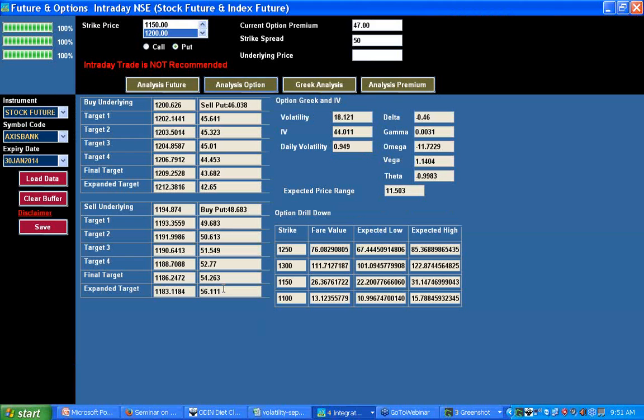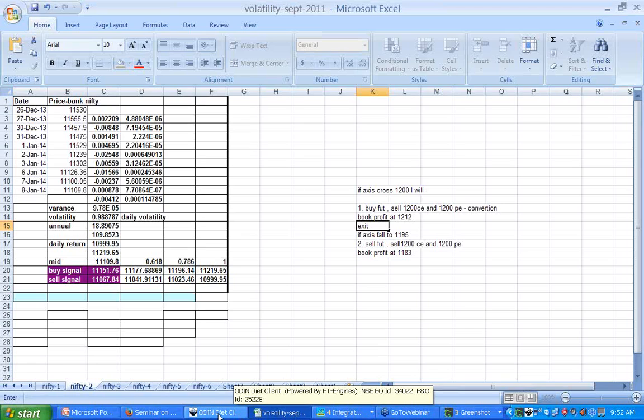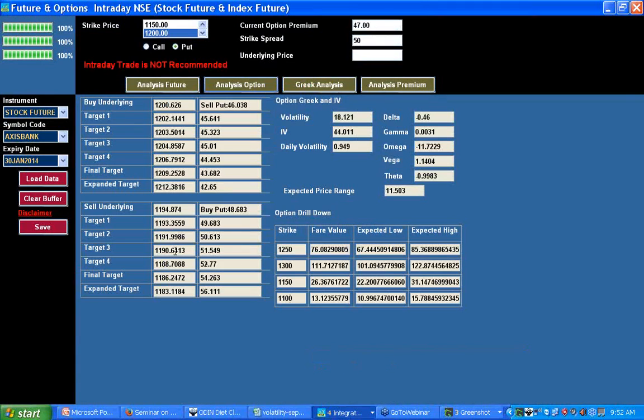Same way, in below case I'll be booking the profit at 1183 level. So book profit at 1183 level. Where I can book losses and come out, exit from this strategy? We are taking for intraday because IV is too high. Exit this strategy slightly below, because you cannot keep it at a very nearest level. Slightly one or two targets below you can put. So you can say now 1190 level, target 3 level you can think.